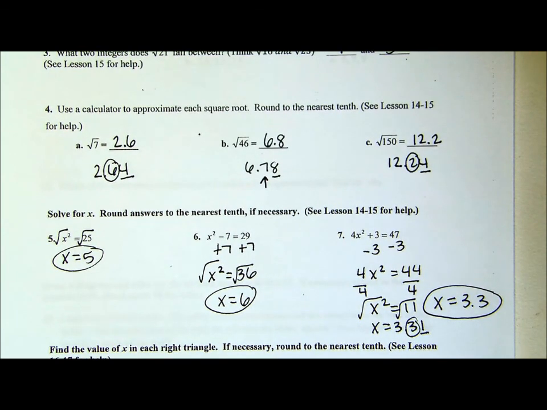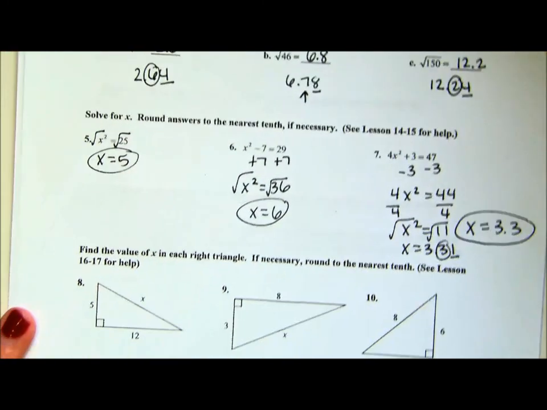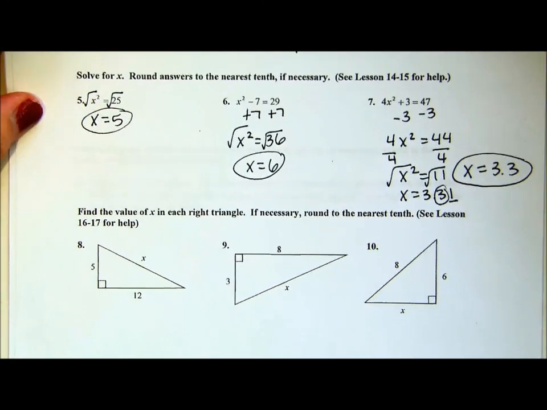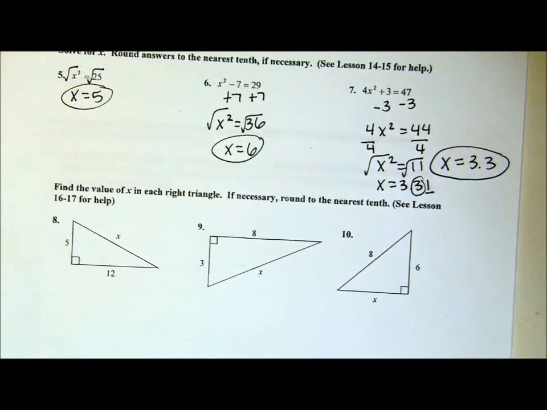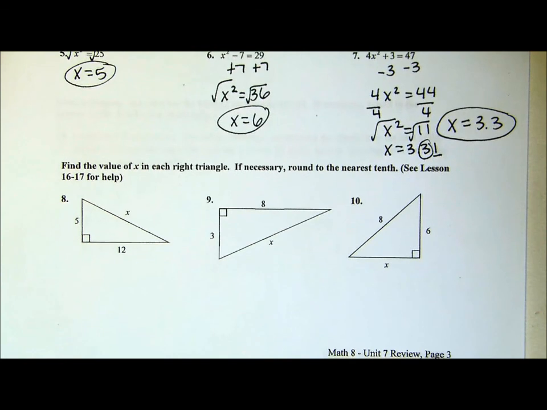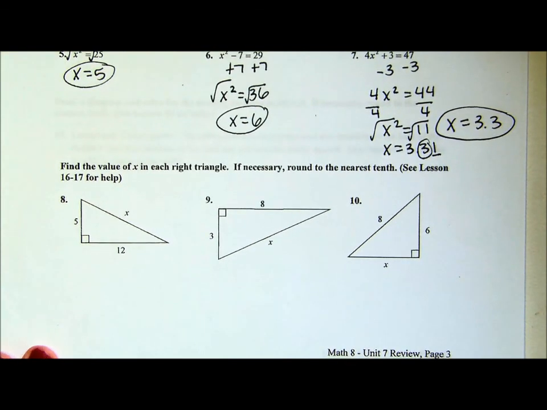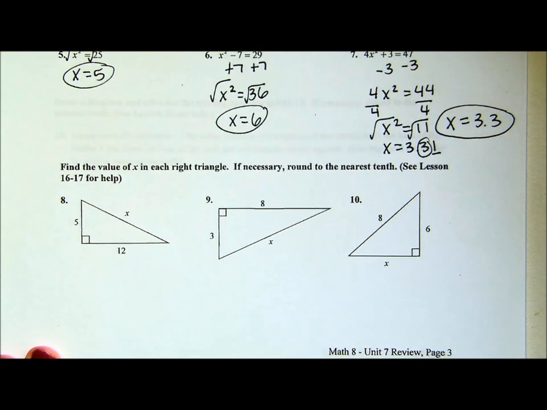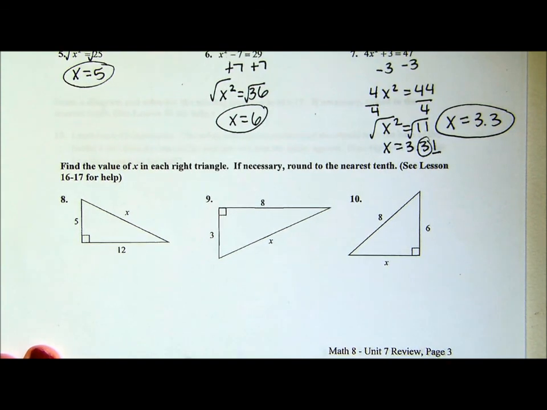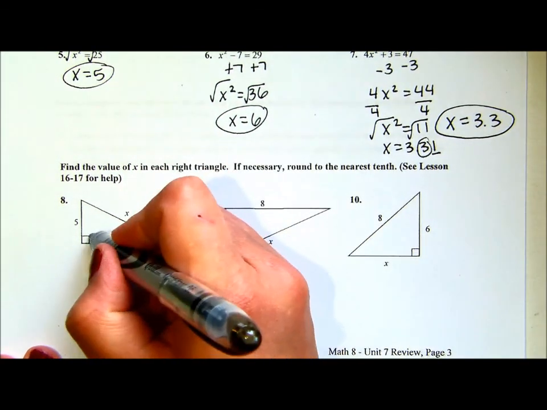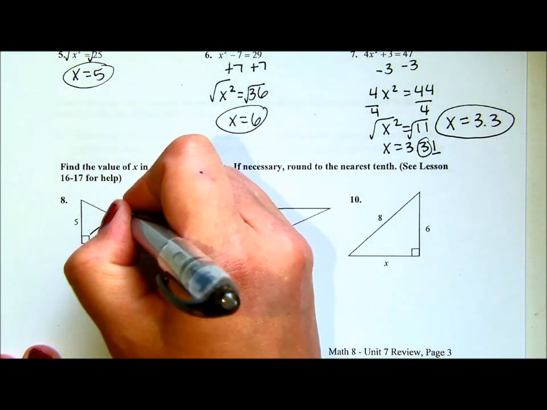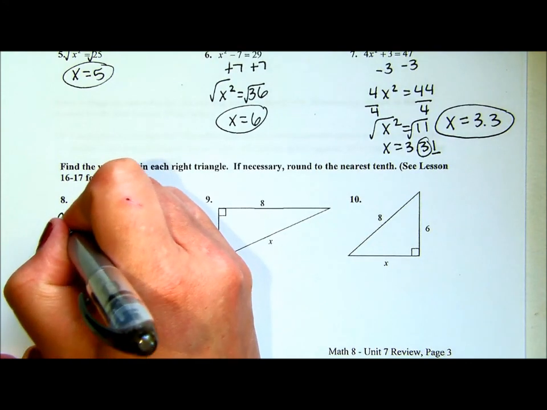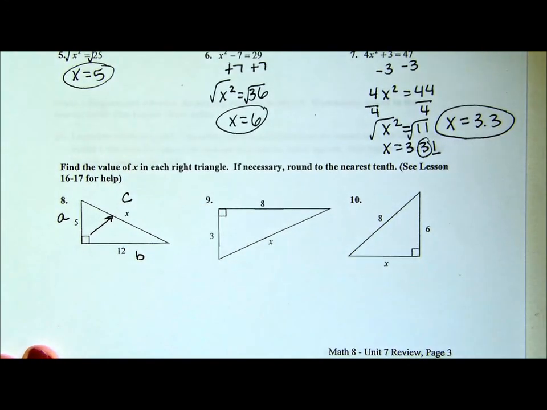Numbers 8 through 10. We are still finding the value of x in each right triangle, and if necessary, we are going to round to the nearest tenth. If you need help in this section, you can seek out lessons 16 and 17. Here we go. Number 8, we have our hypotenuse. Once again, it's always across from the right angle, so that's going to be our C. A is going to be 5, B is going to be 12. If you want to switch those up and have 12 be A and 5 be B, that's totally fine as well.